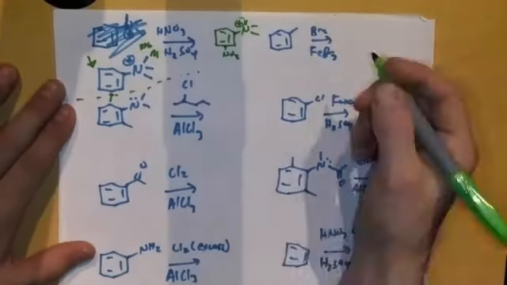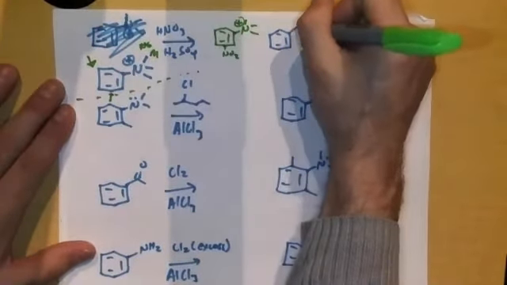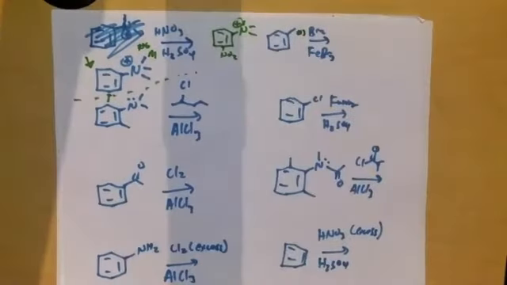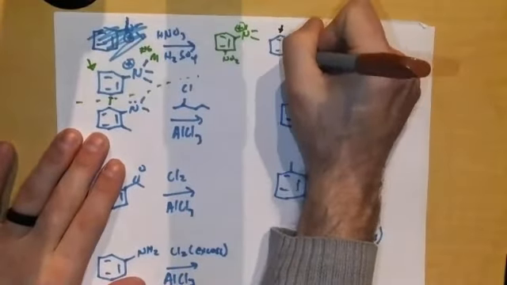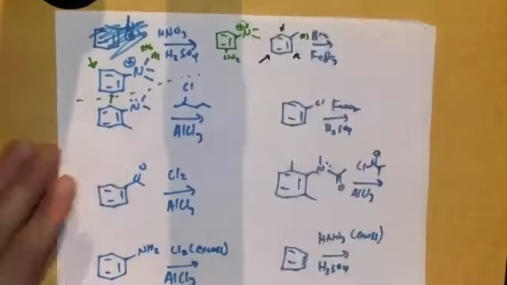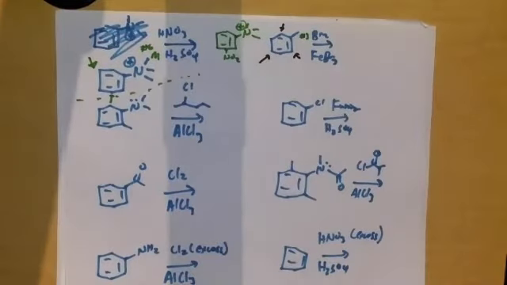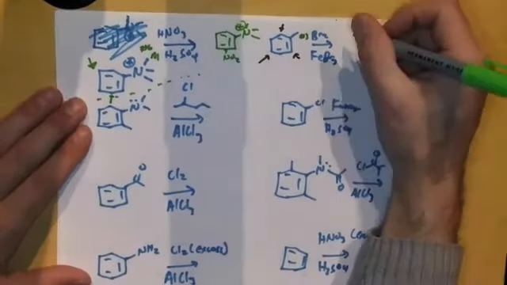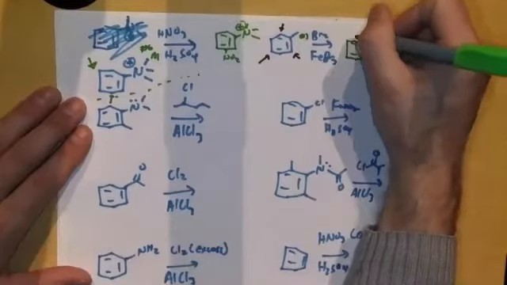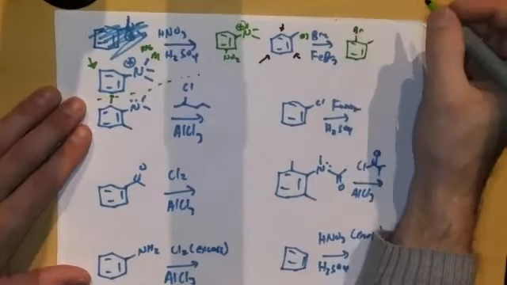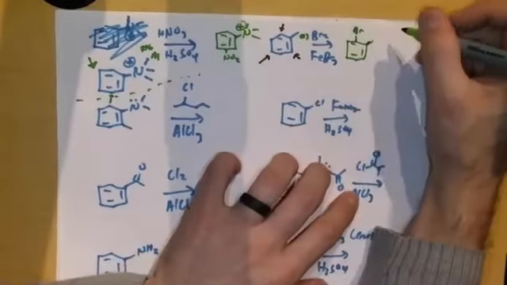Toluene is a group 3, which means it's an ortho para director. So there should most likely be two different products in this reaction. One where we add this Br to the ortho position, and another one where we add it para.